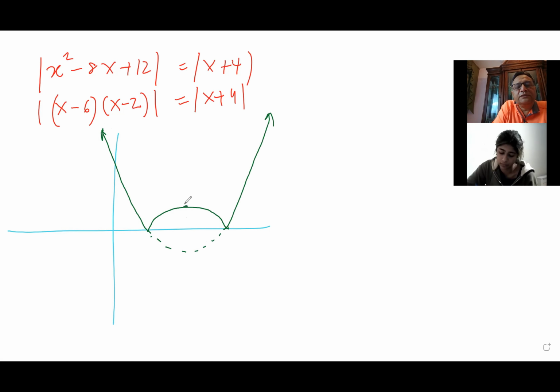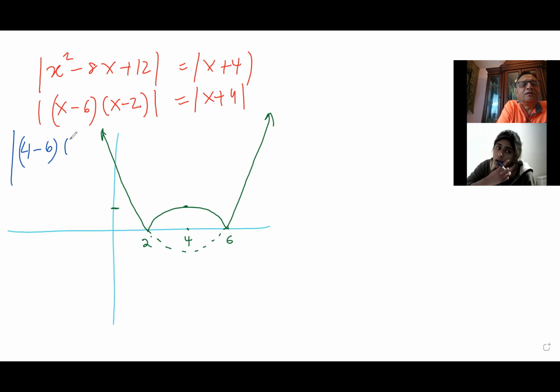What is the maximum here? This is a very critical point. Let's calculate this. The maximum will be, this is at 2, this is at 6. So the maximum will be at 4, correct? 4, midway. Yeah. So if I substitute 4 here, what do I get? Minus 2 times minus 2, 4 minus 6, which is 4.